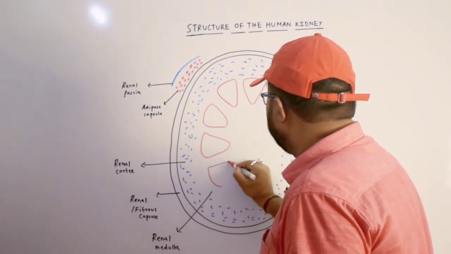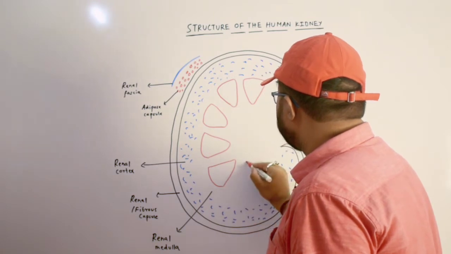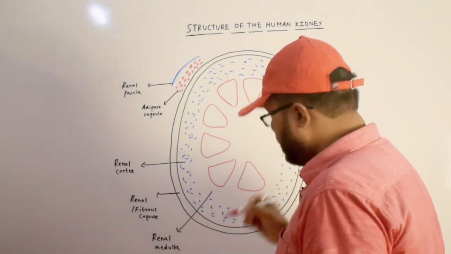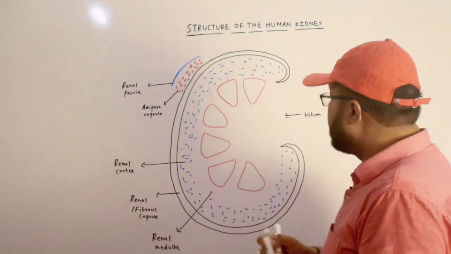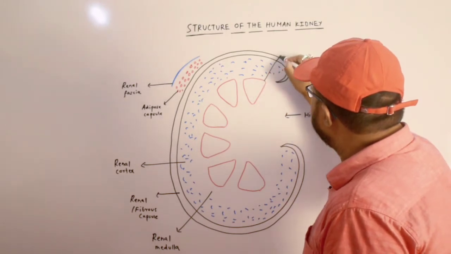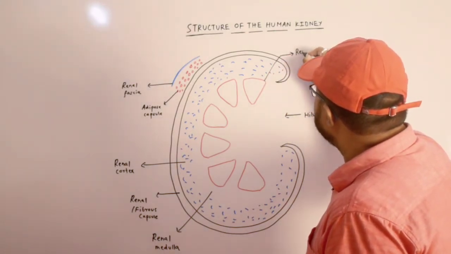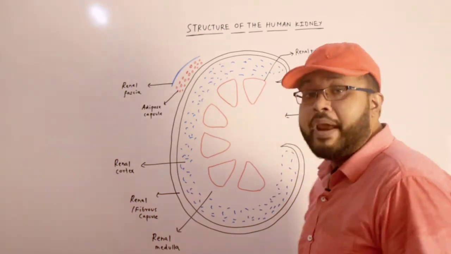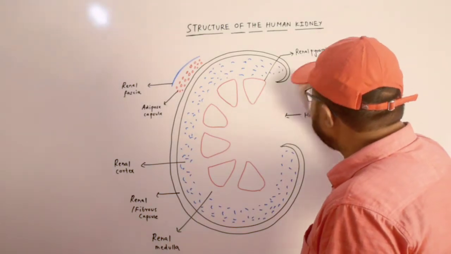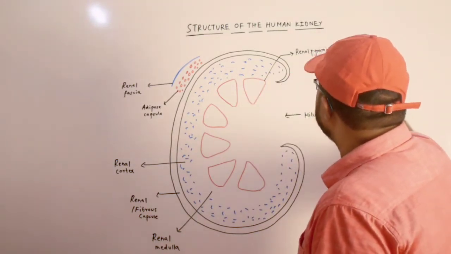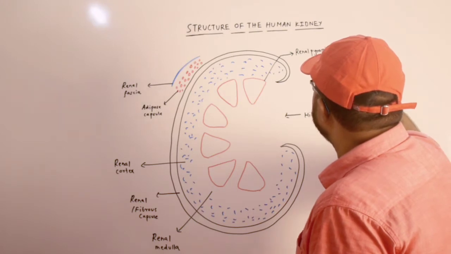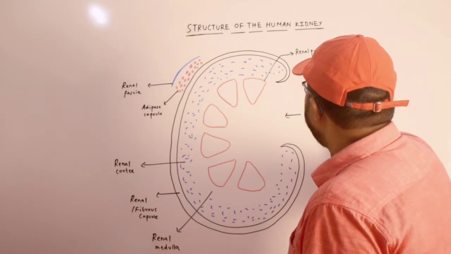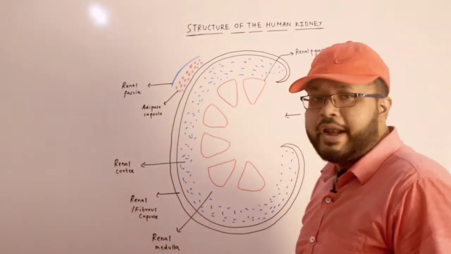These conical or pyramid-shaped structures which are present in the renal medulla are called renal pyramids. They are also called medullary pyramids because they are present in the medulla region of the kidney. Their number varies from 7 to 18 in each kidney.